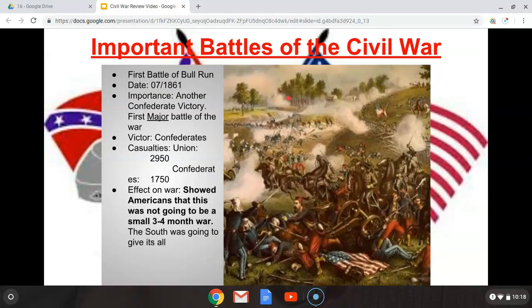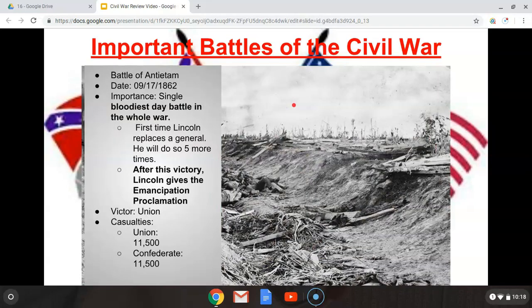The first big battle, another Confederate victory, was the Battle of Bull Run in July of 1861. The first major battle. Remember, not the first battle. This is the first major battle showing the Americans that this was not going to be a quick war, that the South was going to do whatever they had to do to fight. These are the ones where your casualties start stacking up, 3,000 to about 1,800. All right, so that's the first Battle of Bull Run, the first major battle of the war.